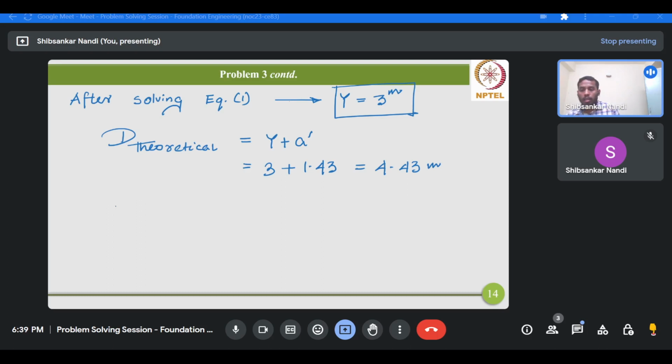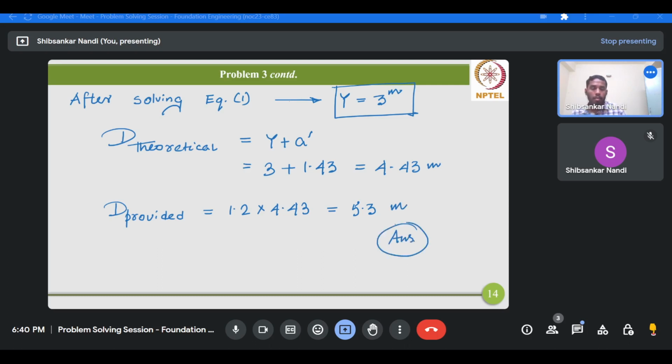But to get the provided depth, the depth which should be provided in the actual scenario, we have to multiply this theoretical embedment depth with 1.2. We are providing 20% more value to be on the conservative side. So this will give you the value as 5.3 meter, and this should be the answer.